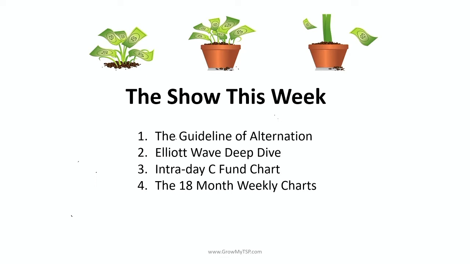So for this week's show, we're going to take a look at this idea called alternation. It's an Elliott Wave guideline. People don't talk about it very much, but it potentially could help us see what's going to happen in this wave 4 correction that we're either in or getting ready to start. Then we're going to do a pretty significant deep dive into Elliott Waves, starting at the 2009 low. I'm going to do the best I can not to make it so geeky that everybody's eyes roll in the back of their head. And then the intraday of the C fund and the 18-month weekly charts.